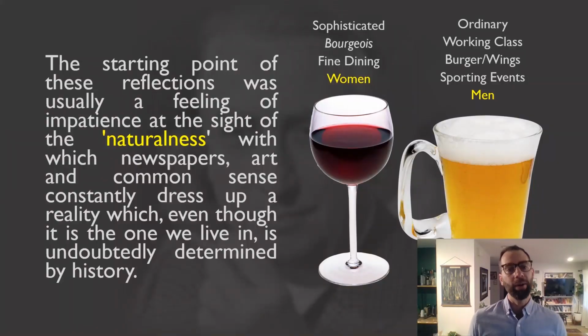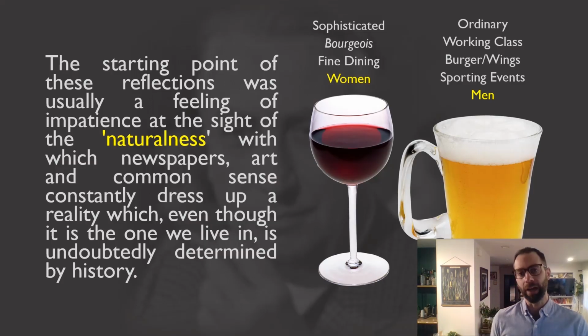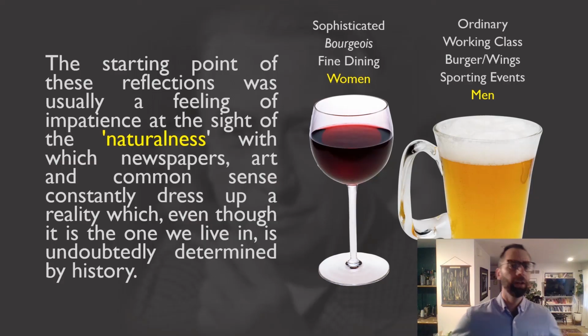So this is the way that Barthes reflects upon this kind of analysis at the very beginning of his book in a preface. He says the starting point of these reflections, the reflections on wine, on wrestling, on margarine, was usually a feeling of impatience at the sight of the naturalness with which newspapers, art, and common sense constantly dress up a reality which, even though it is the one we live in, is undoubtedly determined by history. So to put it in context of the beer question, it might seem perfectly natural if I talk to a bunch of Americans that in order to imagine the likability of my president, I do not sit and imagine myself drinking wine with him. I imagine myself drinking beer with him. That just seems natural. And what I'm trying to demonstrate here is that not only is it not natural, it smuggles in a host of ideological assumptions that serve one group of people over another. In this case, men versus women.